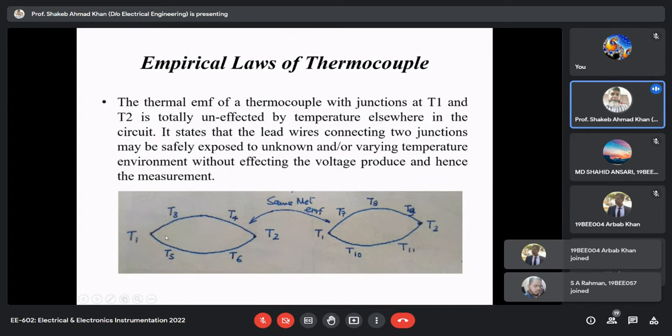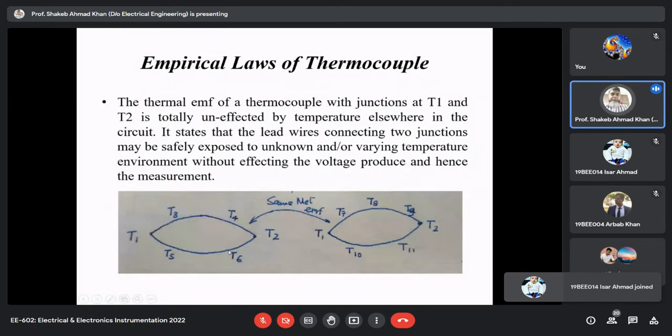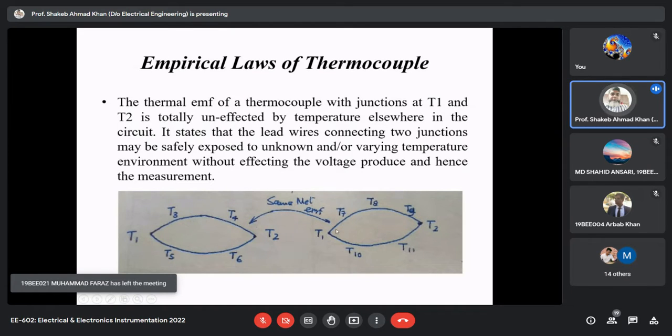not talking about the junction temperature. Junction temperatures are maintained at same value, but the temperatures at the different parts, away from the junction, are different. Similarly, you can see that the same thermocouple is shown with another set of wire temperatures. So these wire temperatures do not affect the final outcome. You'll get the same net EMF.